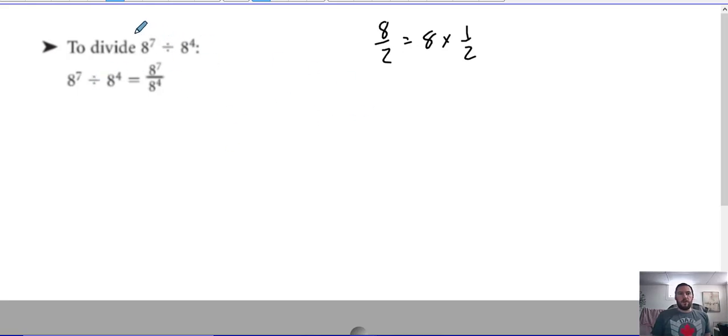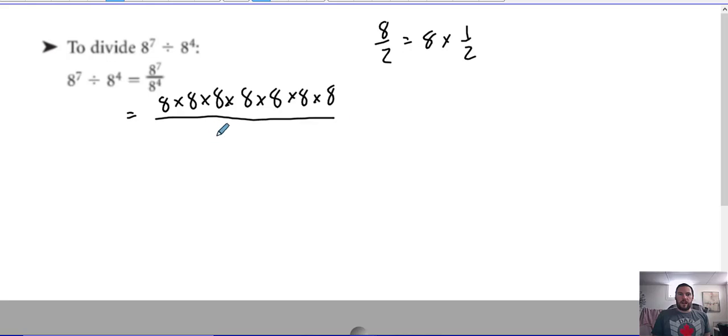So let's see how. If I wanted to do 8 to the power 7 divided by 8 to the power 4, first thing I'd like to do is write that out as a fraction, just so I can kind of see what's in top and what's in bottom. So if I now expand this, 8 to the power 7 is 8 times 8 times 8 times 8 times 8, 1, 2, 3, 4, 5, 6, 7 of them, divided by 8 to the power 4. So 8 times 8 times 8 times 8.